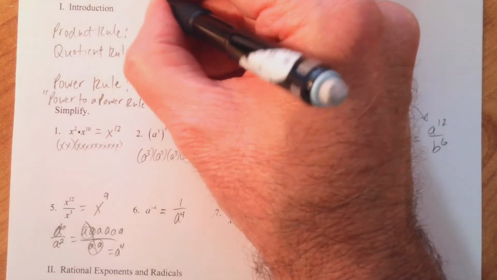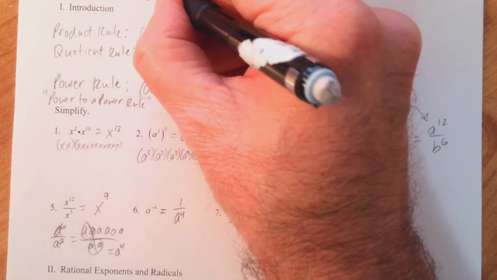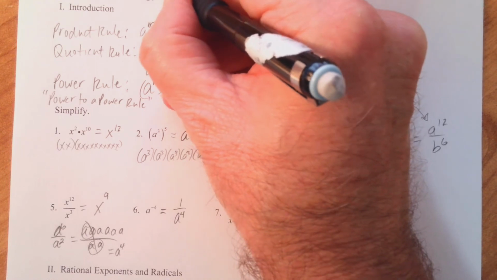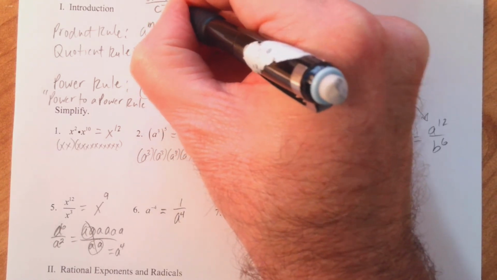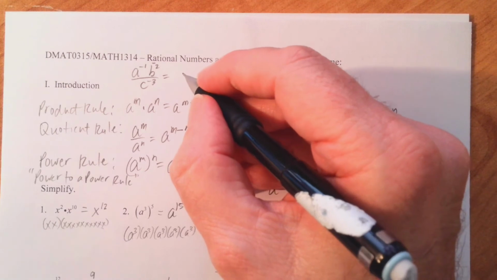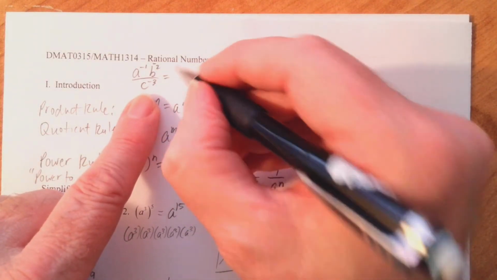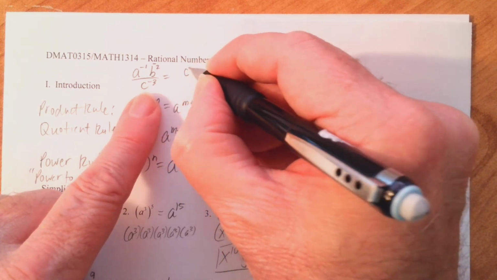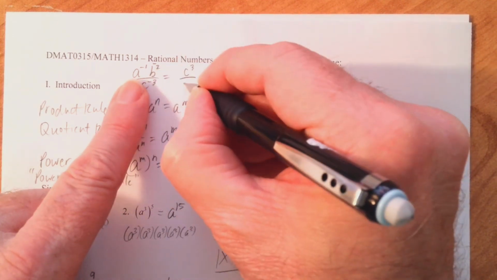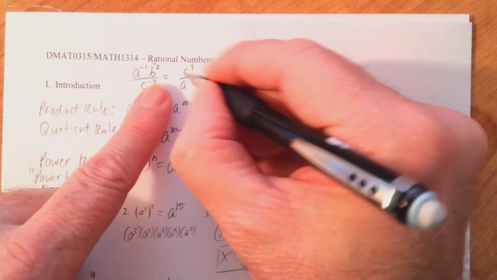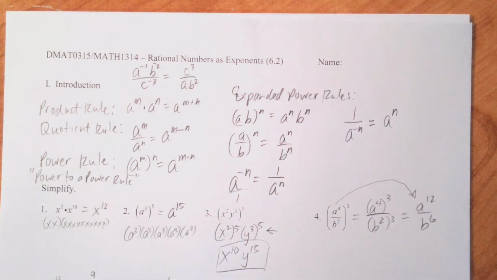So for example, if you had a to the negative 1, b to the negative 2, over c to the negative 3, you could just move each of these either up or down in the fraction and change the sign. So it'd be c cubed over a to the first, or just a, times b squared. So anytime you have a negative exponent, the nice little shortcut is to move your base up or down in the fraction and change the sign of your exponent.